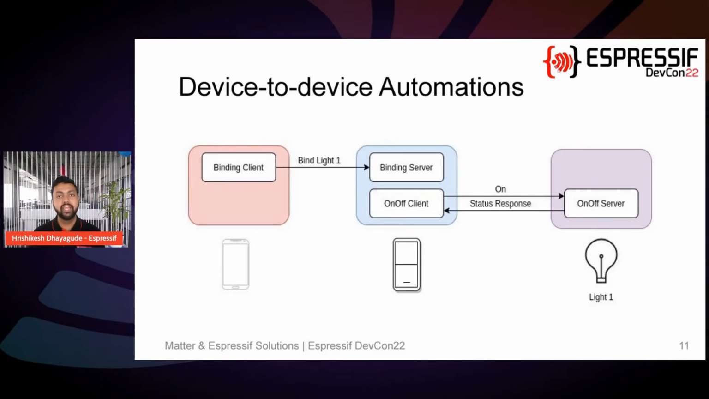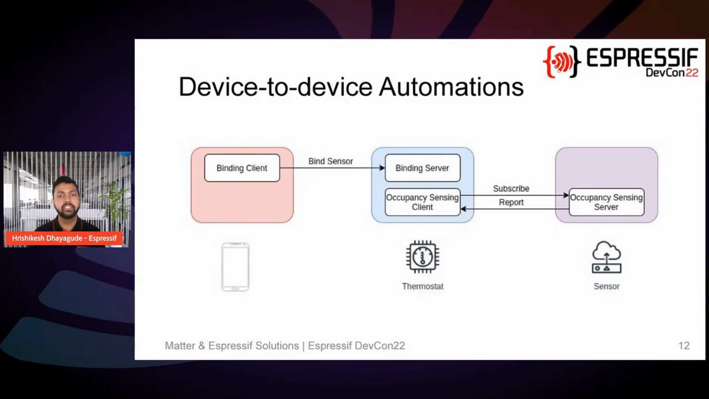There is another way through the asynchronous notifications. Let us take an example for that. On the right-hand side, you can see an occupancy sensor that has the occupancy sensing server. In the center, there is a thermostat that has the occupancy sensing client. On the left-hand side is the commissioner.